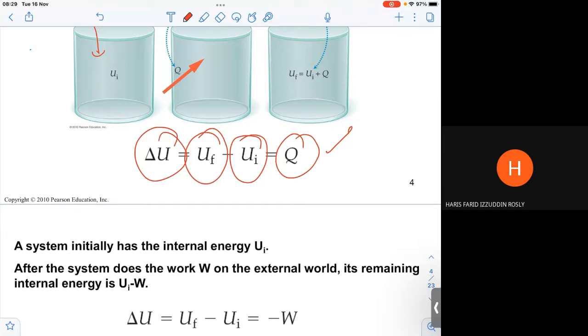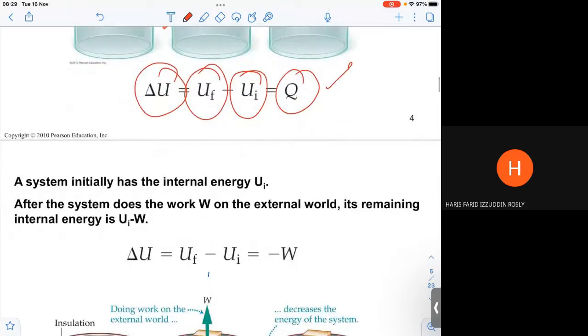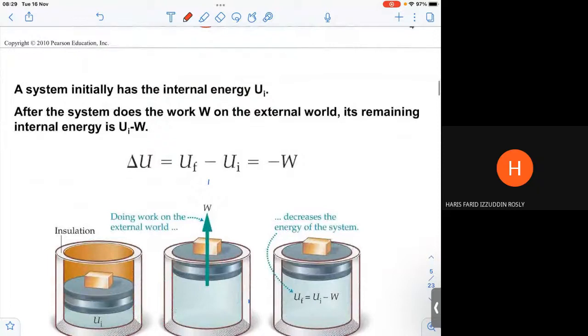Okay, so a system that has initial energy U_I, right? After the system does the work W on the external world, its remaining internal energy is U_I, the initial internal energy, minus W, the work done. Okay, the work done on the external world.